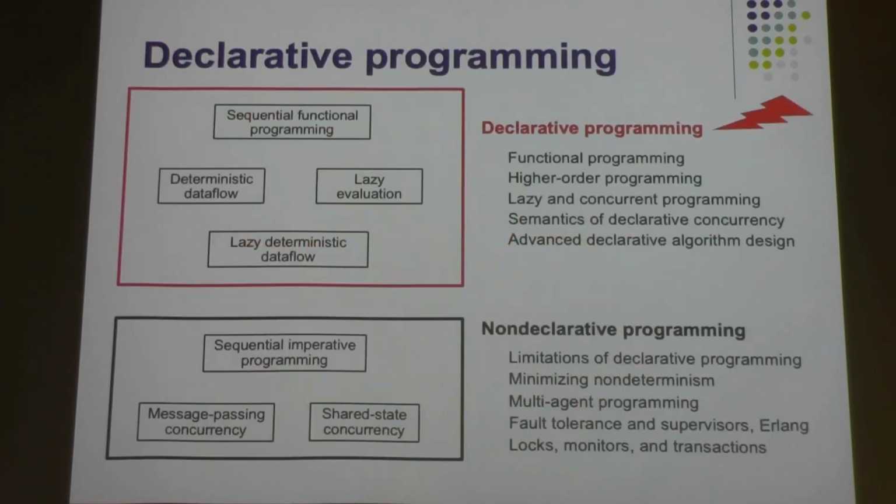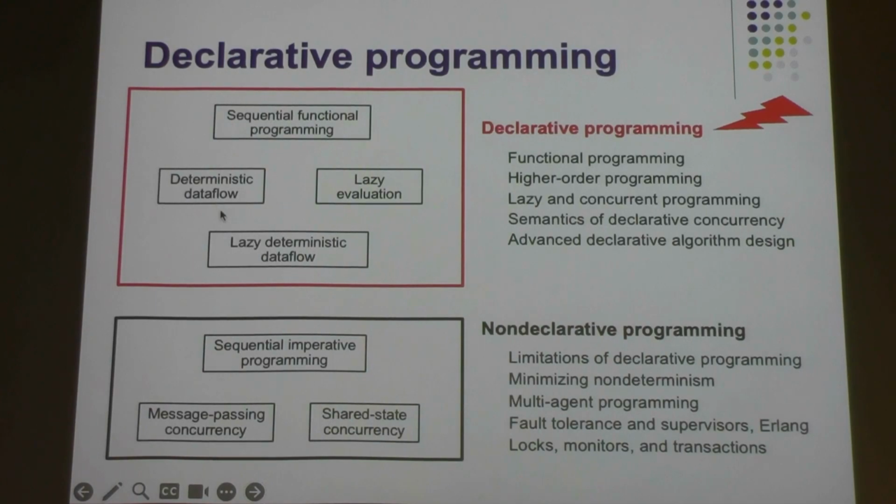And to be a little bit more specific, we have here in the red box declarative programming, and in the black box, non-declarative. Each of the little boxes inside is a programming paradigm, a way of programming. So in declarative programming, we see sequential functional programming. Last, in the course 1104, we already saw a little bit how to do deterministic data flow, which is a very nice form of concurrent programming.